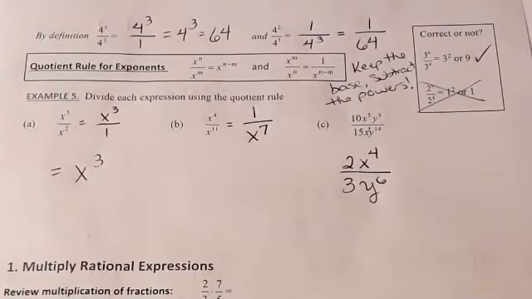The really important part about this is keep your factors where it's heavier, okay, when you simplify using the quotient rule. So just be very careful with that. Any questions on A, B, or C? Okay.